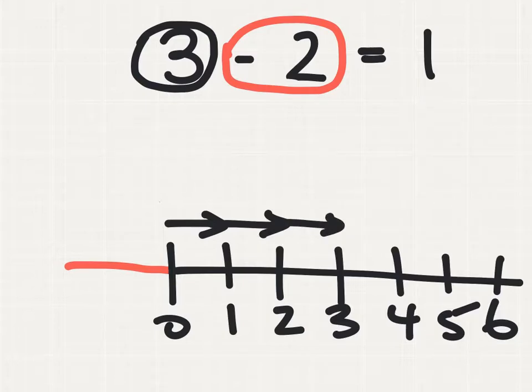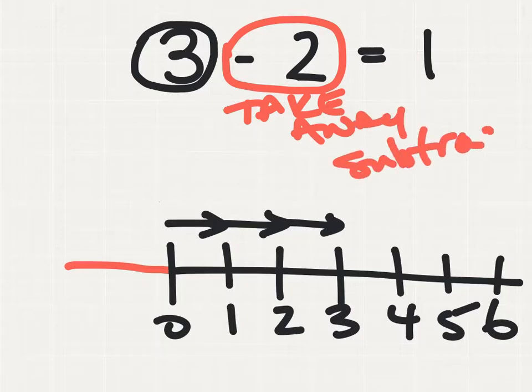And now it says subtract 2. 3 minus 2, or 3 take away 2. I can read this as take away, right? I can read it as subtract. And I know subtraction, or to take away, should go left on the number line. But I could also read this as opposite.